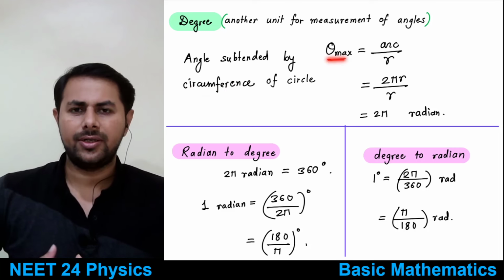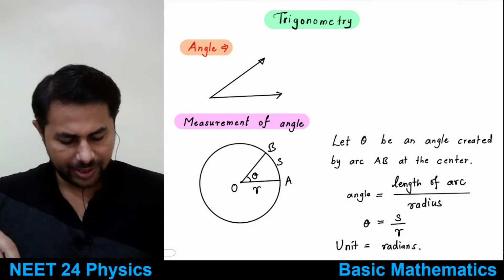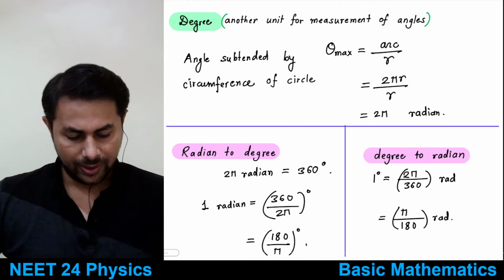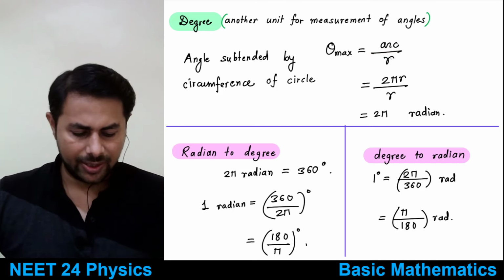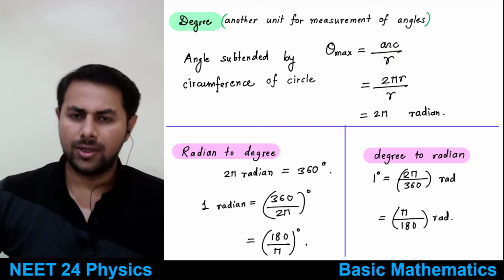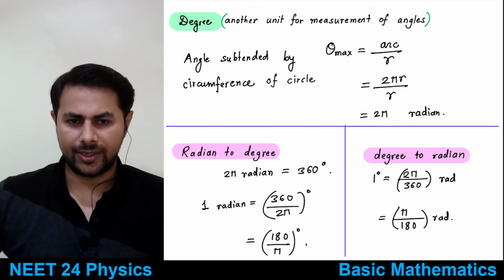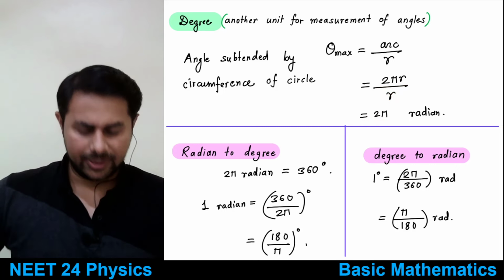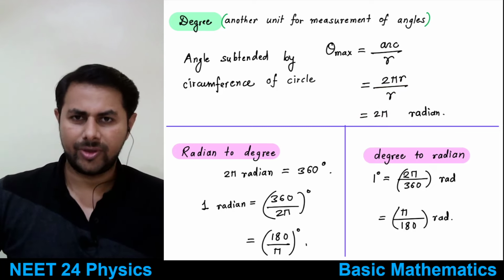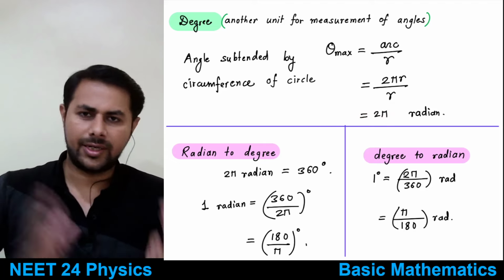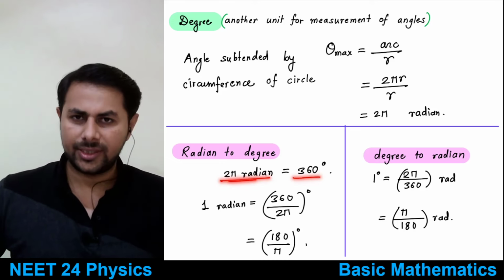So now in radians, what will be that angle? The maximum angle subtended by the circumference of the circle at the center, it is the maximum arc length, that will be equal to the circumference itself divided by the radius. So that is 2 pi r divided by r, and therefore your angle is equal to 2 pi radians, right? This 2 pi radians must be equal to 360 degrees, because the angle subtended by a circle in radians is 2 pi, and in degrees it is 360 degrees. So 2 pi radians is equal to 360 degrees.